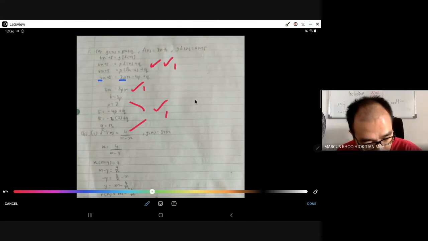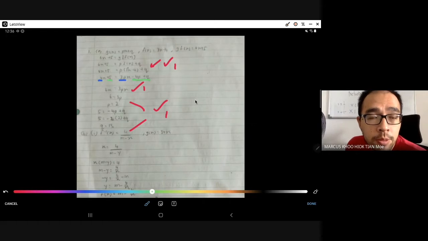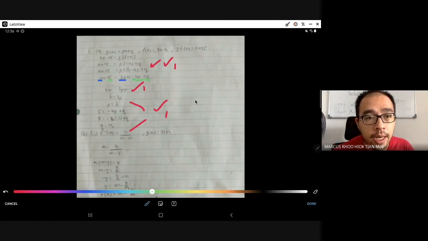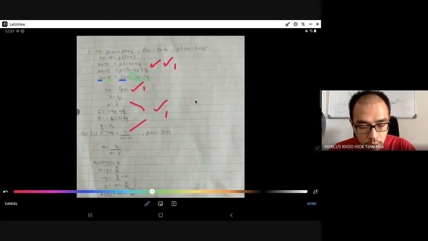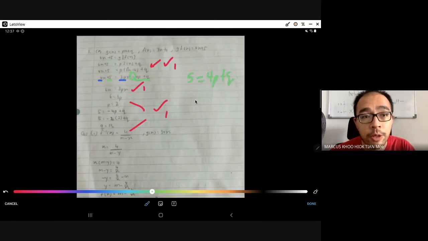All right, good. Negative 4p plus q. Now, a common point of mistake is that sometimes when people do up to here, they forget this negative sign. So there will be people who will do 5 equals to 4p plus q. So this is a very common point of mistake.